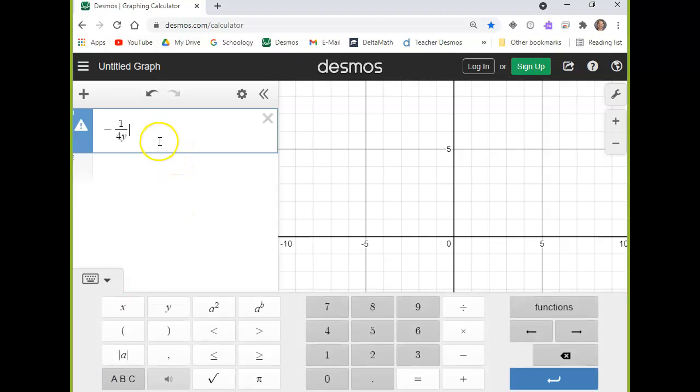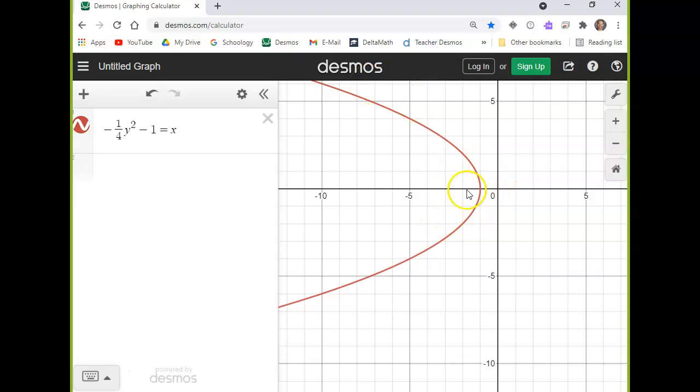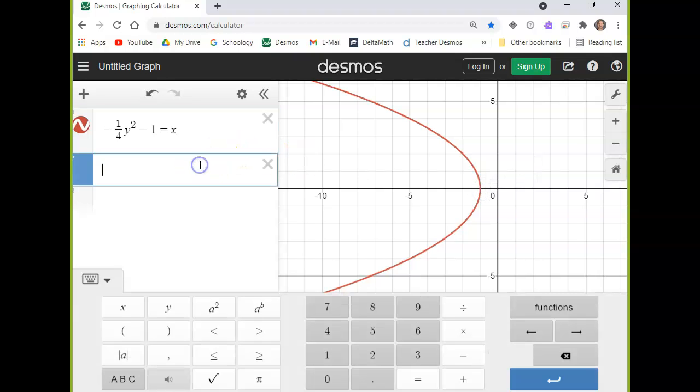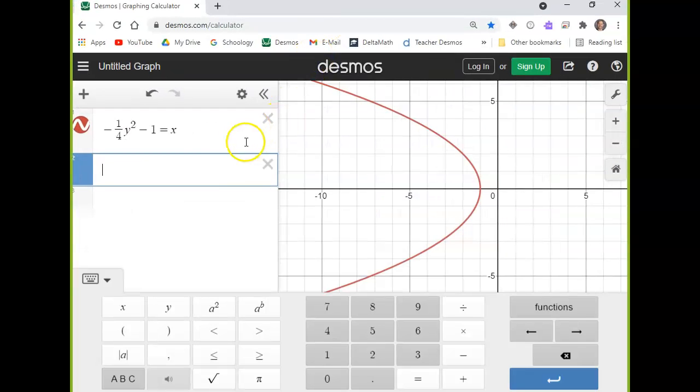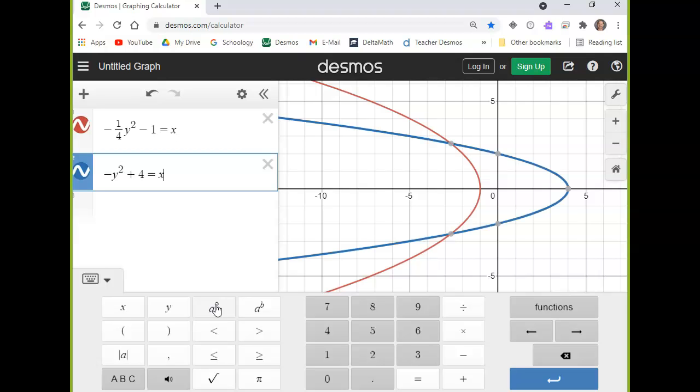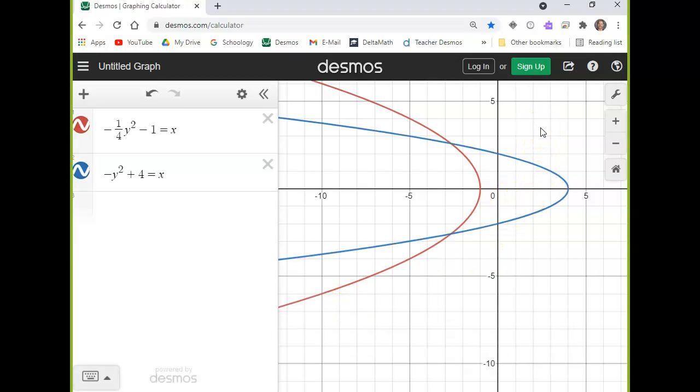Oops, I don't want the y. Bottom, I want the y. So look at that. There's my parabola, opening sideways, going to the left at negative 1. Okay? And then, I forgot what the red one was. Negative y squared plus 4 equals x. I guess it's plus 4. And there you go.